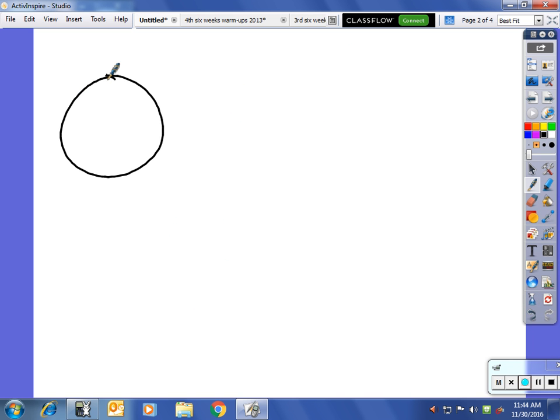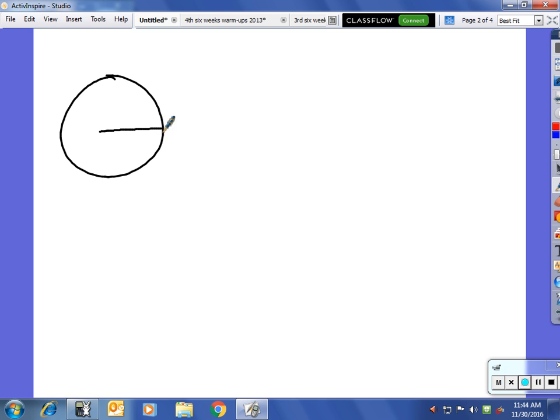This time I'm going to give you the radius. On the warm-up, I gave you the diameter. The radius is 7x plus 6. I want you to find area and circumference.